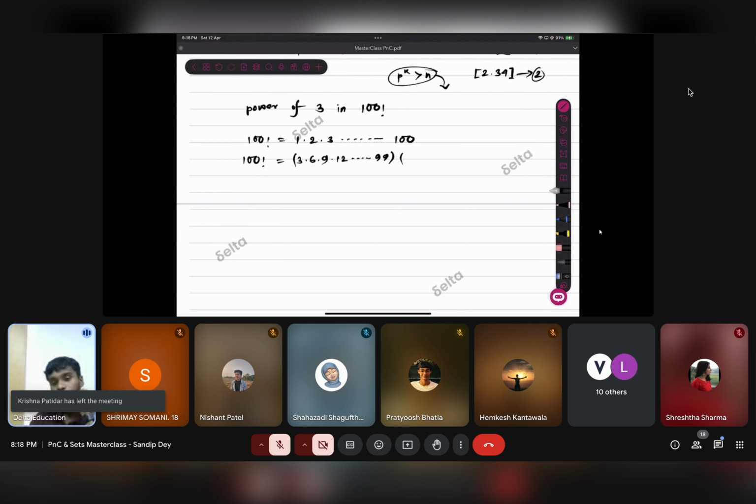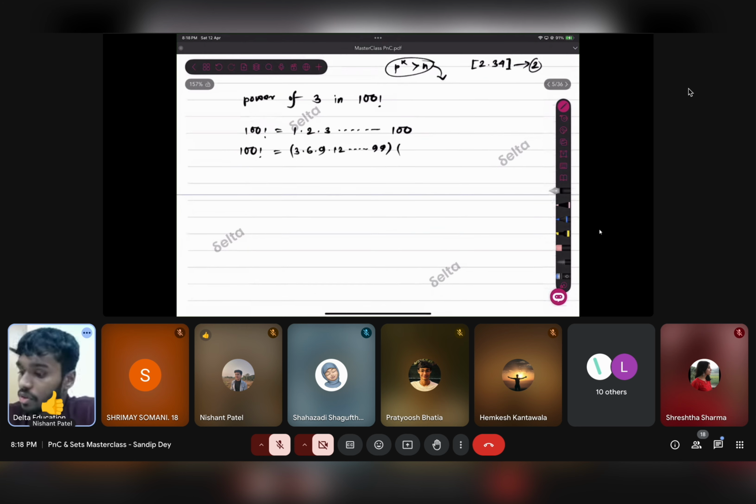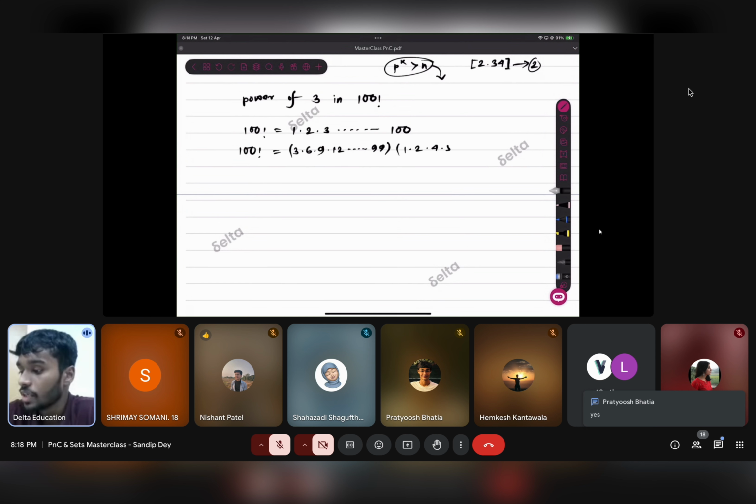So why am I doing this? Can you see that in 1, 2, 4, 5, and all those numbers that are not multiples of 3, I cannot get any power of 3? Understanding? Okay, so now I am segregating all those values. I will get 1 multiplied by 2 multiplied by 4 multiplied by 5, then I'll not get 6, I'll get 7, 8, and all the way up to 100. I don't care about these terms.